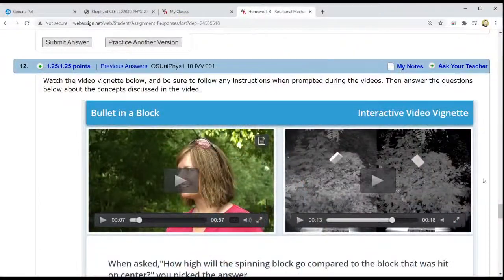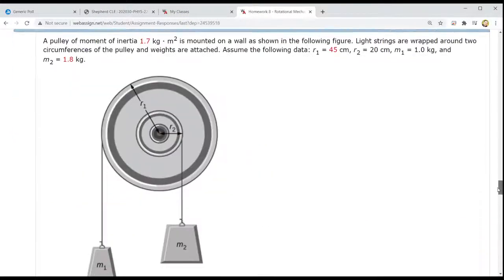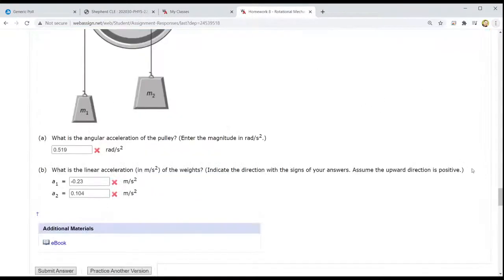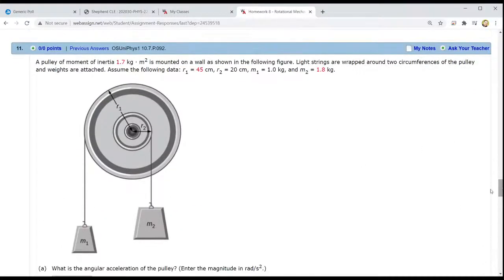All right, so let's take a look at this problem. Again, you won't get it correct even if you get the correct answer, but let's take a look at how you would set up a problem like this and solve it.